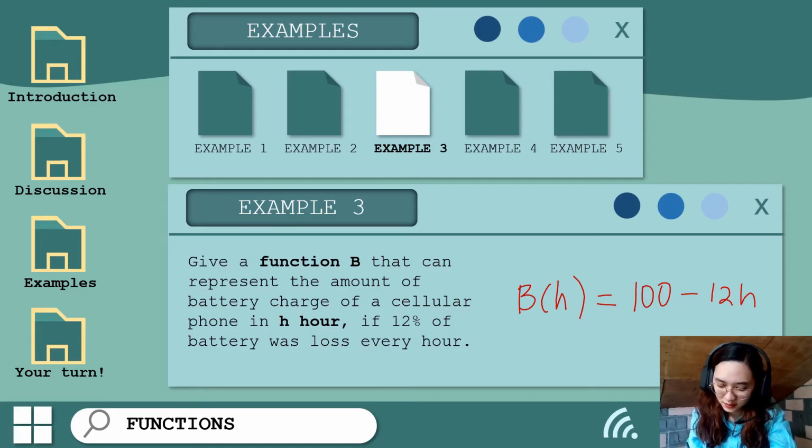Ayan. So, for example, gusto natin malaman kung ilan na ba ang battery charge natin after 3 hours. We will just multiply 3 by 12. So, that will give us 36. I-minus lang natin sa 100 na fully charged. That will give us 64% pa ng battery charge. Ayan. So, ganun lang po yan. Another example.